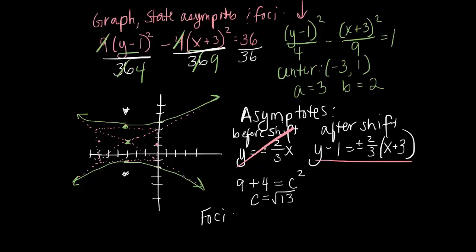So the foci are at, let's see, the x-coordinate -3, and then we were at 1, and I went root 13 above it, so (-3, 1 plus root 13), and (-3, 1 minus root 13). So I'm just taking our center and adding or subtracting our c value to the y-coordinate because it opens up or down.